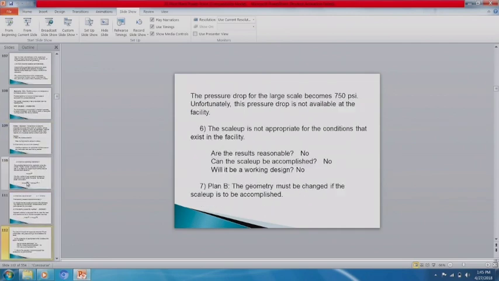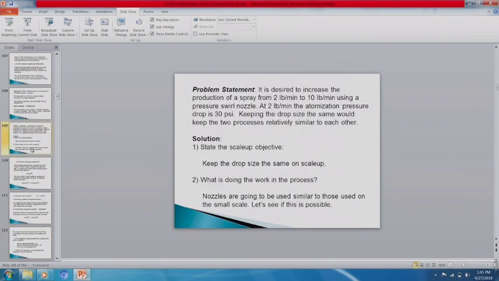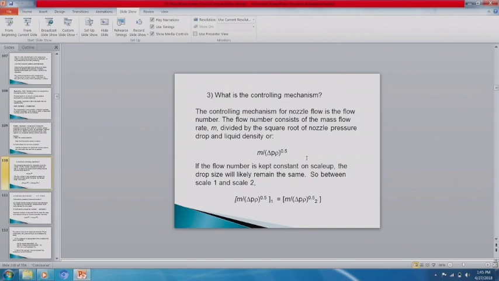Now you scour the literature. If you haven't noticed, we're going to scour the literature and we're trying to find the controlling mechanism. Now, if you scour the literature, you find out the drop size for nozzles is controlled by what is called the flow number, or mass flow rate divided by the square root of the nozzle pressure drop and liquid density. If the flow number is kept constant on scale up, drop size will remain constant on scale up.